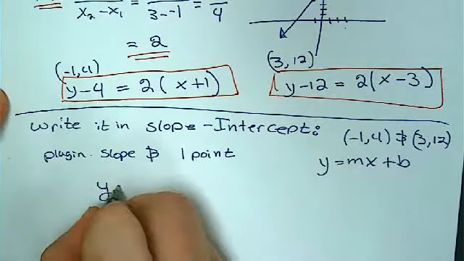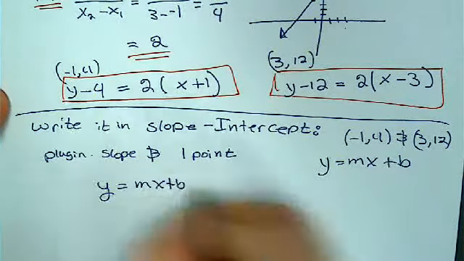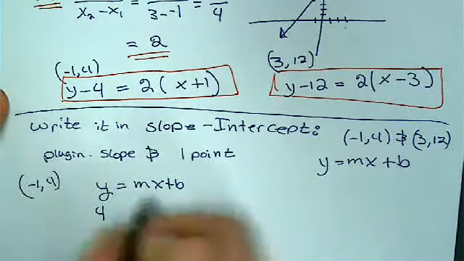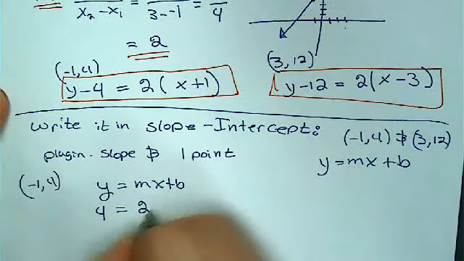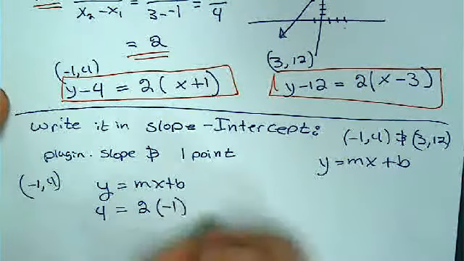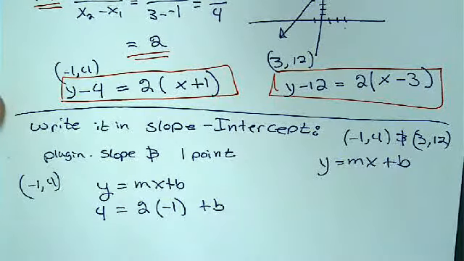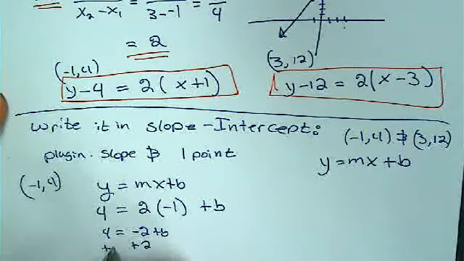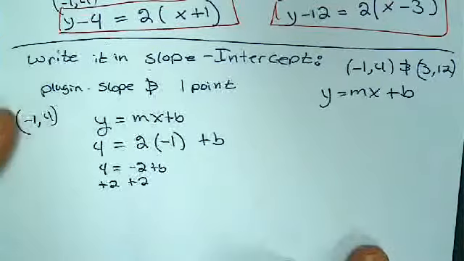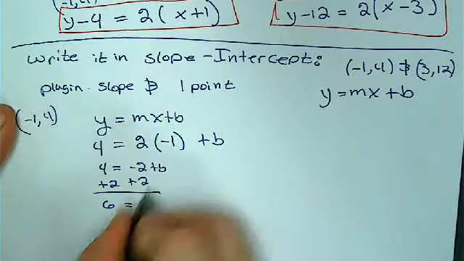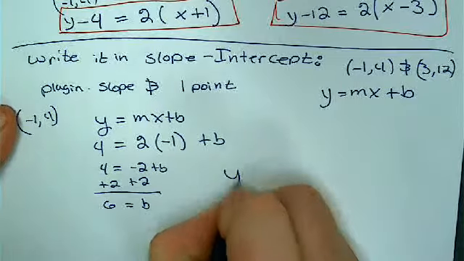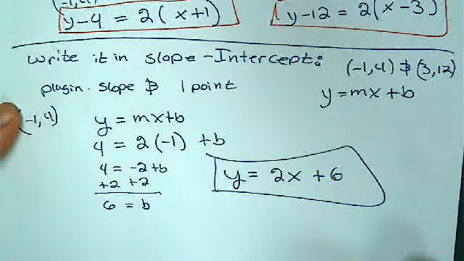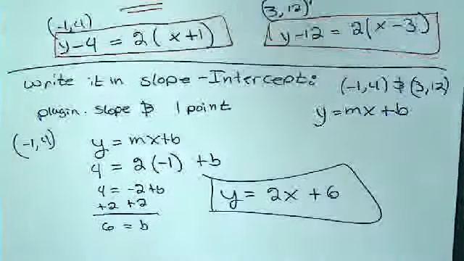So y is equal to mx plus b. So 4, that's my y I'm going to use. Slope 2, x is negative 1, plus b. A little bit of algebra now. 4 equals negative 2 plus b. Add 2 to both sides. 6 equals b. So y equals 2x plus 6. And there's the equation in slope-intercept form.